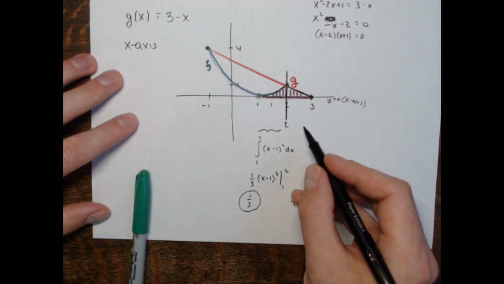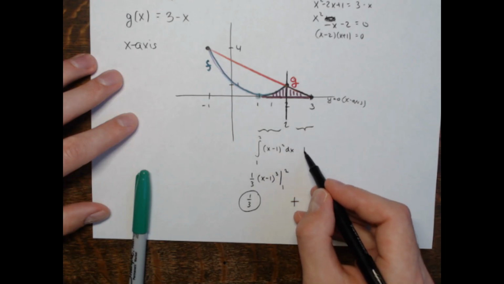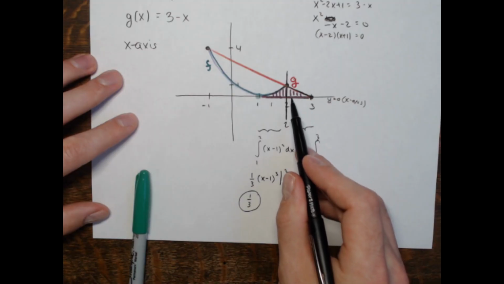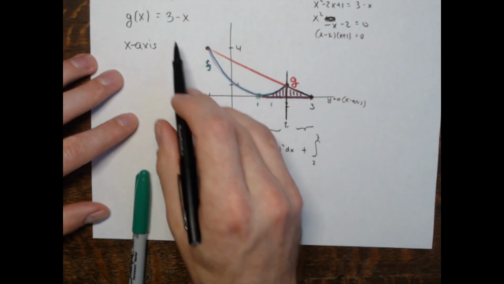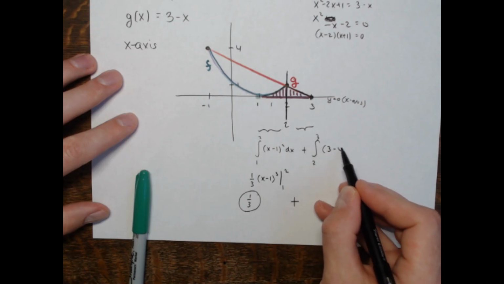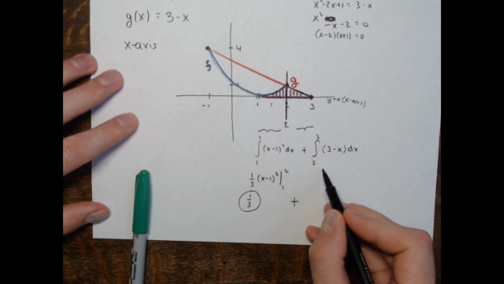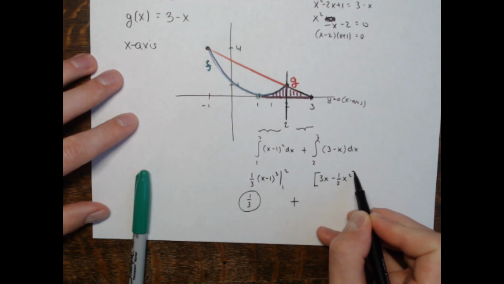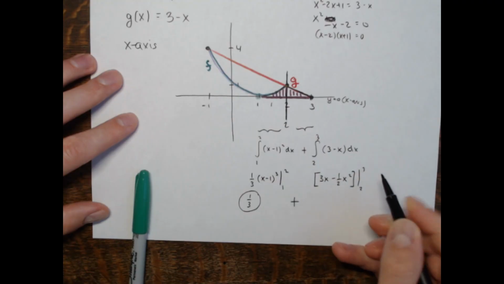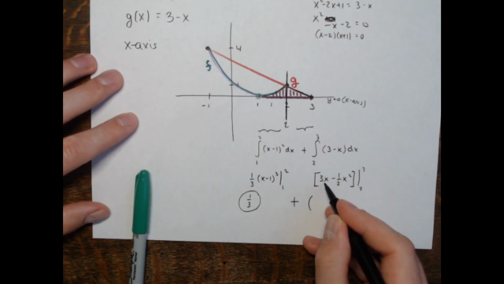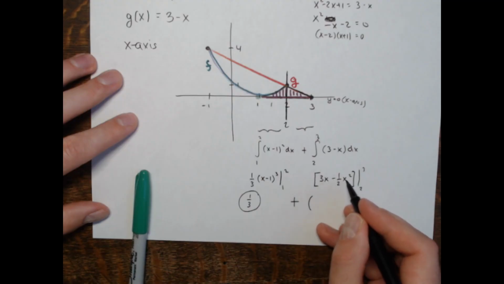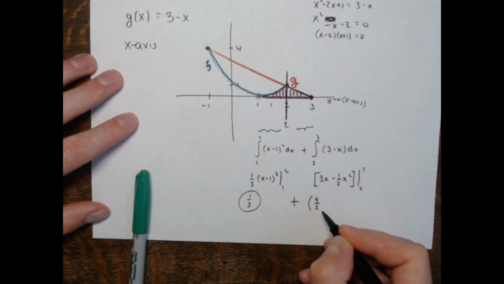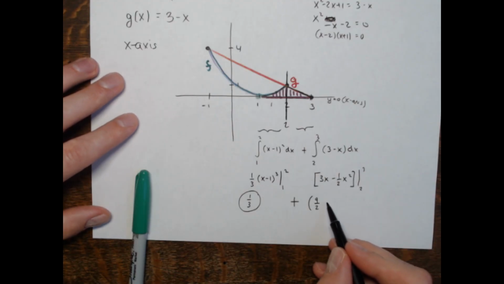And we're going to add to that the area from 2 to 3, the integral from 2 to 3 of the area under g to the x-axis. So that's the integral of g, the integral of 3 minus x dx. That would be 3x minus half x squared, from 2 to 3. Now when I plug in 3, that'd be 9 minus 9 halves, 18 halves minus 9 halves, that'd be 9 halves. All right, 9 minus 4.5 is 4.5 again.